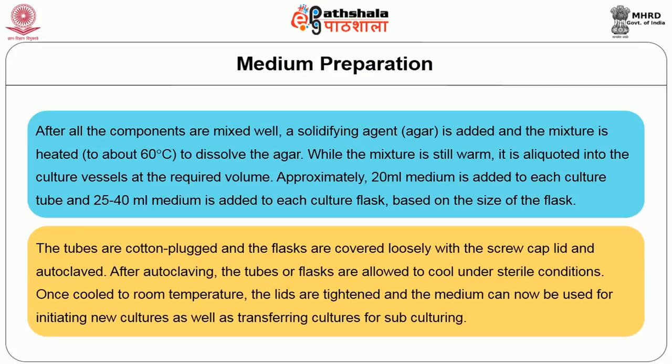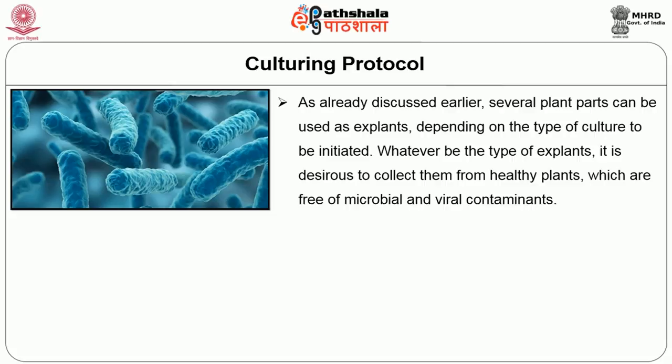After autoclaving, the tubes or flasks are allowed to cool under sterile conditions, and once cooled to room temperature, the lids are tightened and the medium can now be used for initiating new cultures as well as transferring cultures for subculture. Now, we come to the actual culturing protocol. As already discussed earlier, several plant parts can be used as explants depending on the type of culture to be initiated.